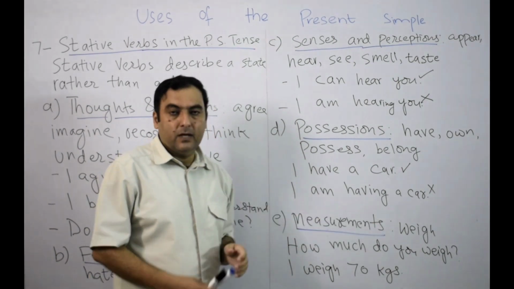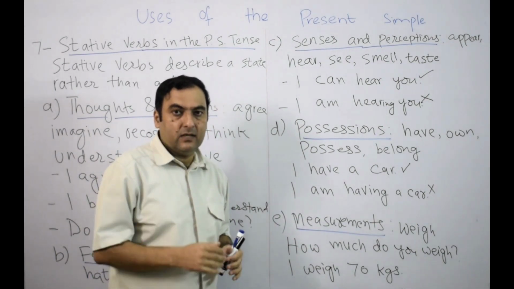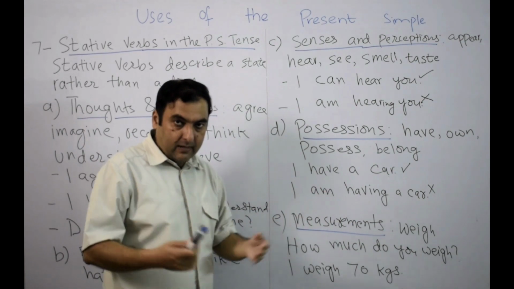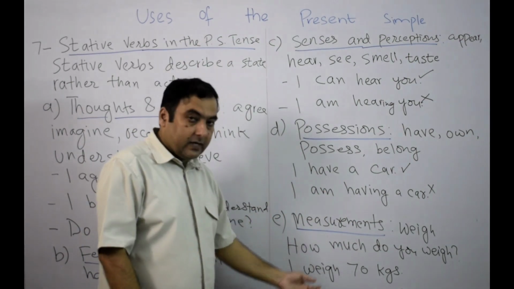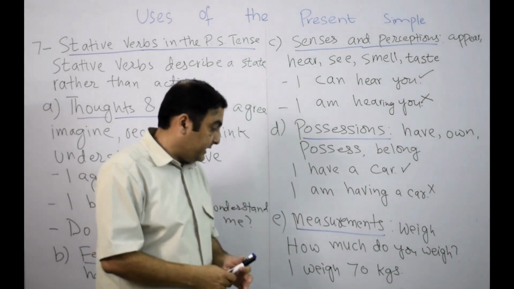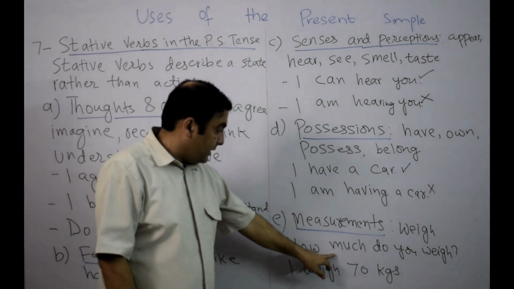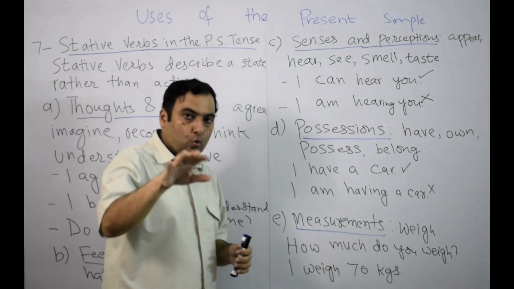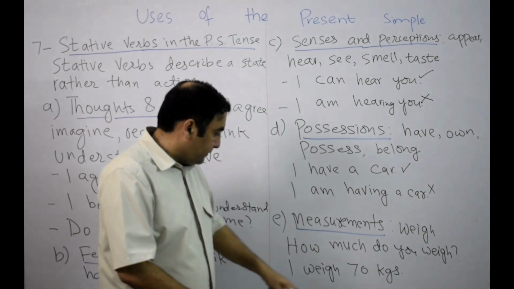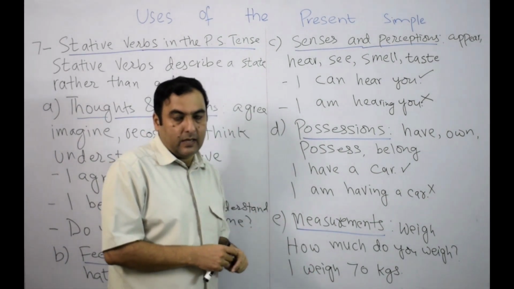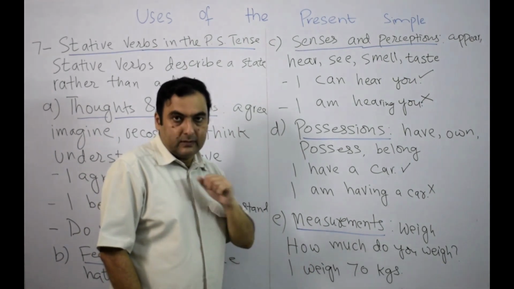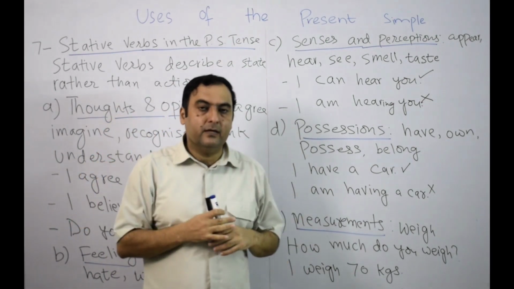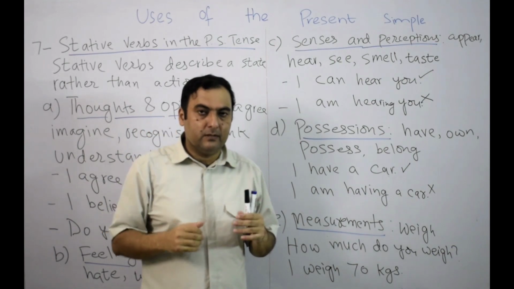And the last point, stative verbs express measurements as well. For example, the verb weigh. Weigh is a verb and weight is the noun from this. Weigh means how much weight something has. So you might ask someone, how much do you weigh? Like, what is your weight? This is the present simple tense. It would be wrong to say how much are you weighing. And if I say I weigh 70 kilos, again, the present simple tense. So stative verbs with their subparts are used in the present simple tense.